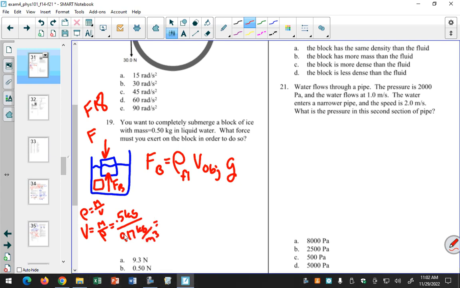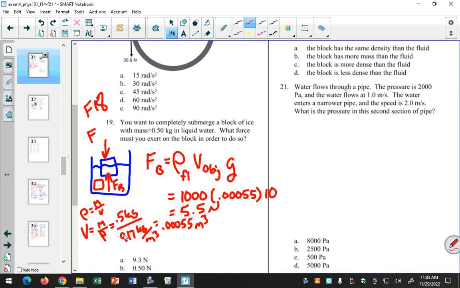You'll probably have a question too, by the way, that's just a density question. That's 0.00055 cubic meters. So that's going to go into my volume of the object. So it's going to be the density of the fluid, which is 1,000. That's for water. 0.00055 times 10, which is 5.5 newtons. So there is a 5.5 Newton buoyant force acting up.